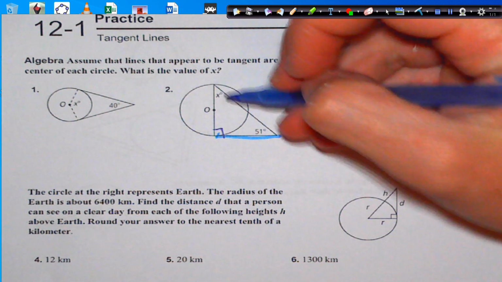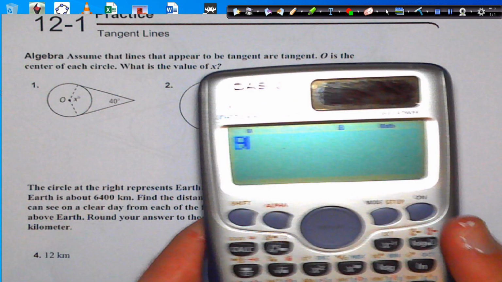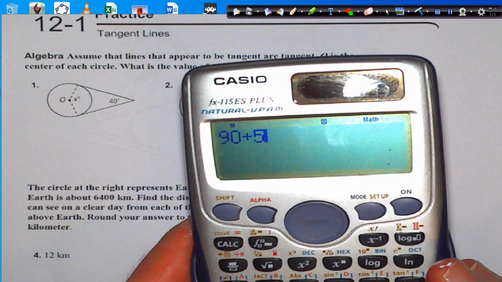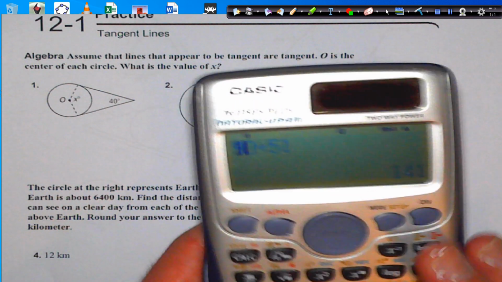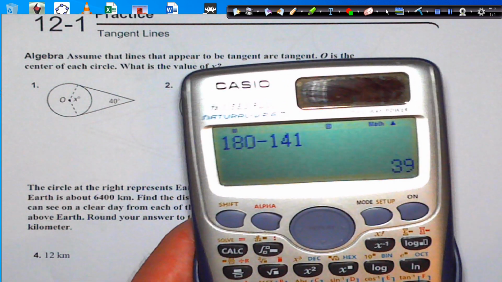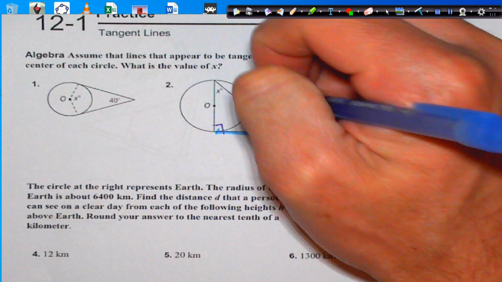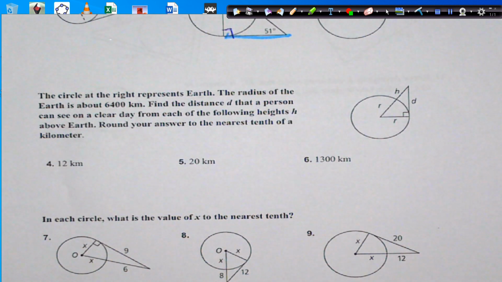Because of that, we can actually find this angle by doing a little bit of math, using the fact that triangles add up to 180 degrees. So if I do 90 plus 51, and get 141, I could do 180 minus 141, and I can get my answer of 39. Pretty cool.